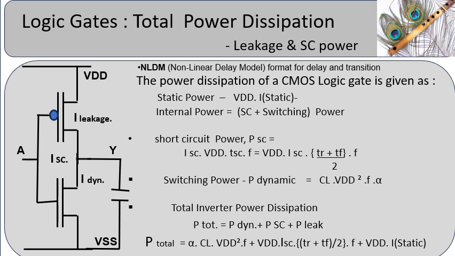Dynamic power dissipation: a CMOS gate during switching charges and discharges the load capacitance, which leads to switching power dissipation. It depends on the operating supply voltage, switching frequency, load capacitance, and switching duty cycle. Short-circuit power dissipation: due to differences in switching timings of the PMOS and NMOS transistors, during the switching transition, an overlapping conduction of both transistors leads to a short circuit across the supply, leading to short-circuit power dissipation.